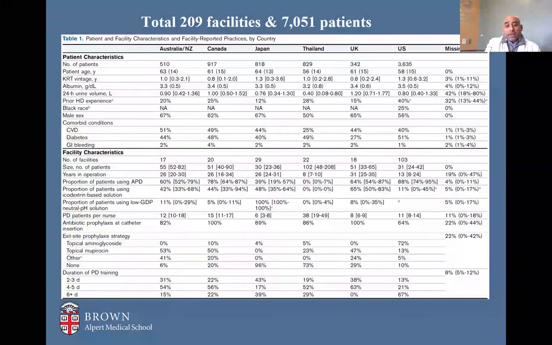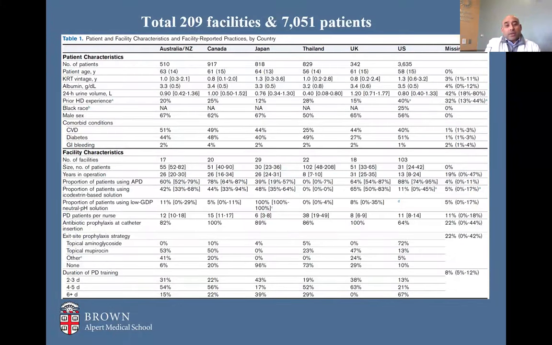So this table shows the characteristics of the patient. Like I mentioned earlier, it was adjusted for various things. But some highlights that I wanted to point out is that kidney replacement therapy vintage was highest in Japan and United States. Serum albumin level was slightly lower in Thailand compared to others. And also in Thailand, urine volume was slightly lower compared to other countries. Diabetes and cardiovascular disease were common among all the countries. And APD use was predominant in all the countries except Thailand and Japan.